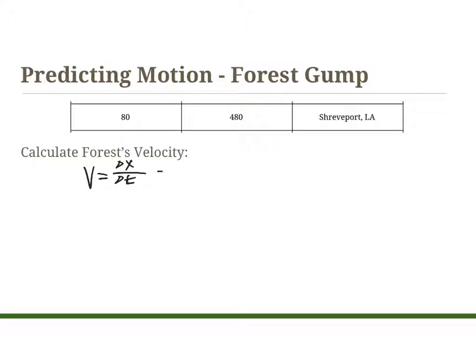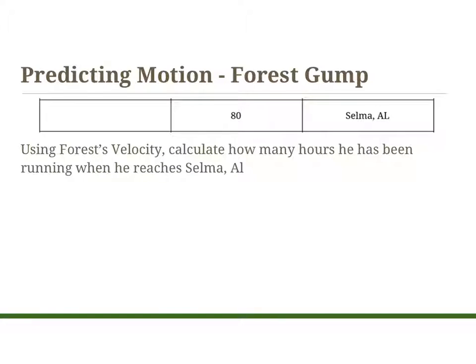I'm just going to be simple about this. So I'm going to take my 480 miles over 80 hours. I can be simple about this because the other option would be 0 and 0. So 480 divided by 80 will give me a value of his velocity, which is 6 miles per hour. And that's going to be important for the rest of this.